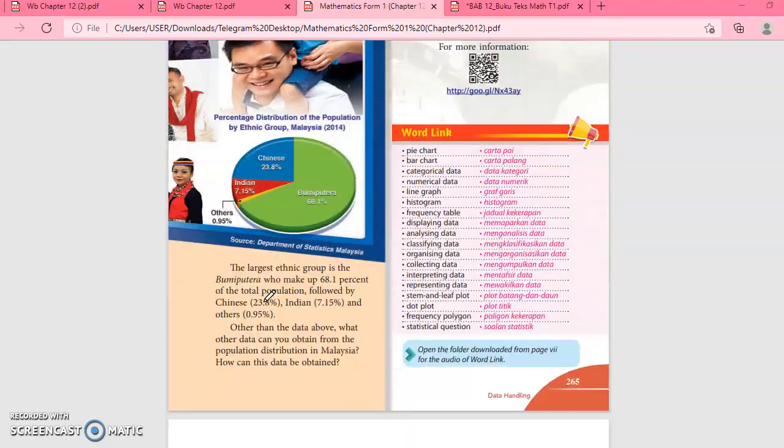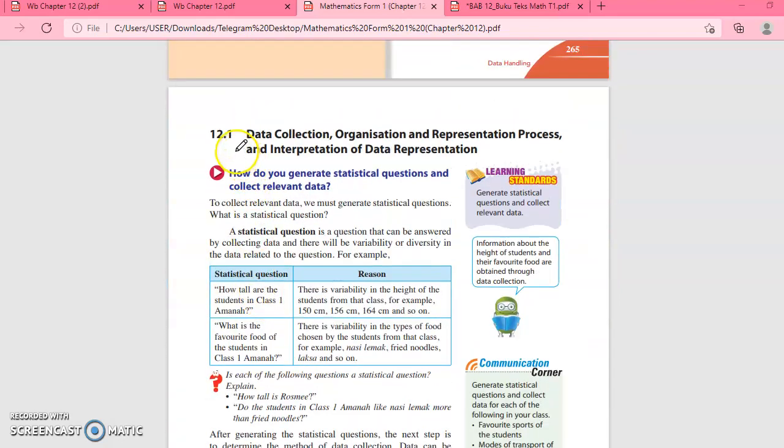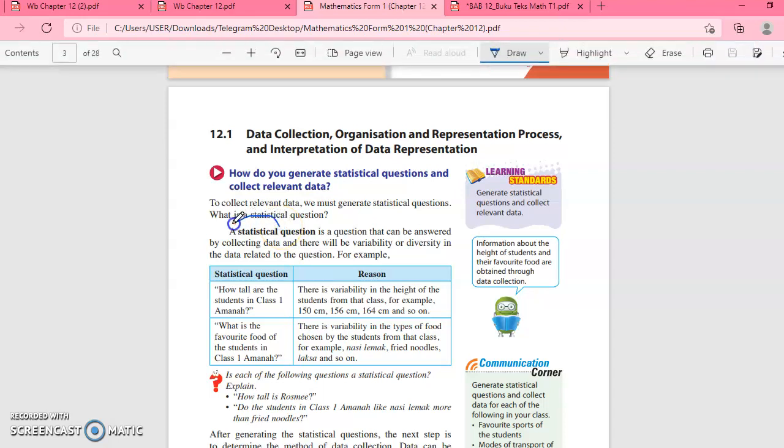What is data handling? In 12.1, you need to learn about data collection, organization and representation process, and interpretation of data representation. So now, what is a statistical question? It's a question that can be answered by collecting data, and there will be variability and diversity in the data related to the question.